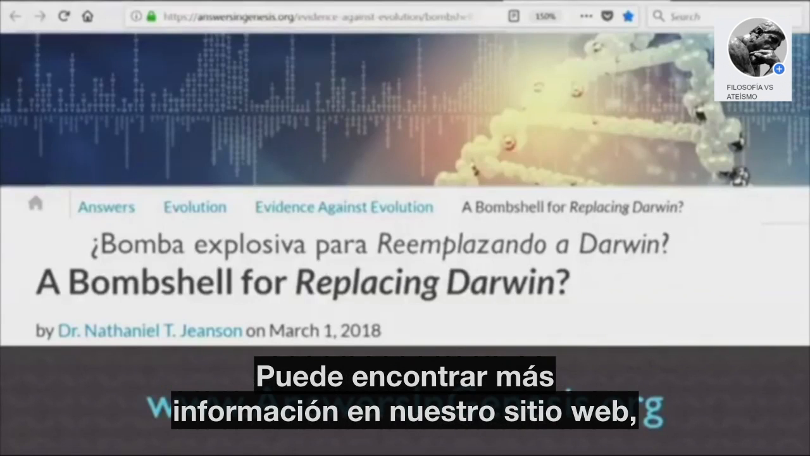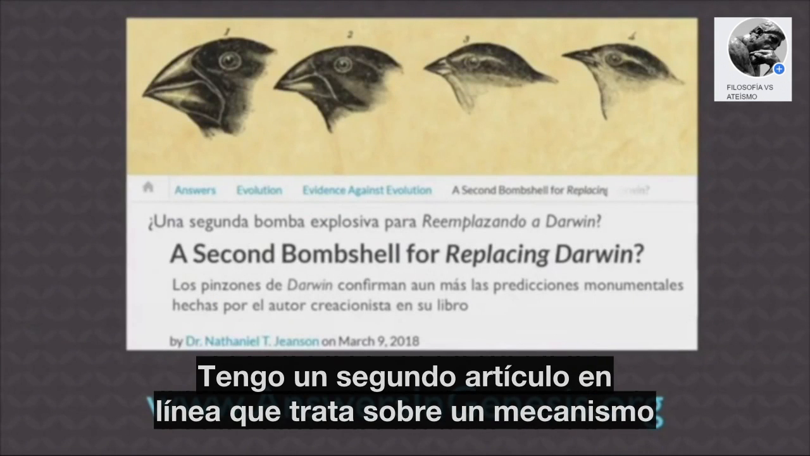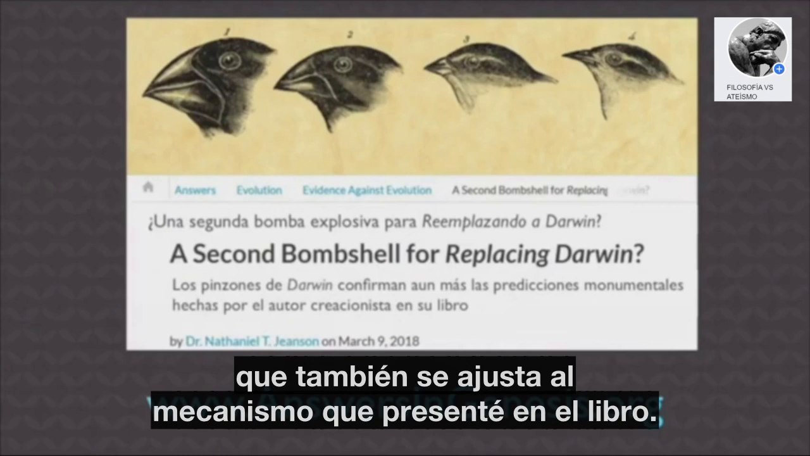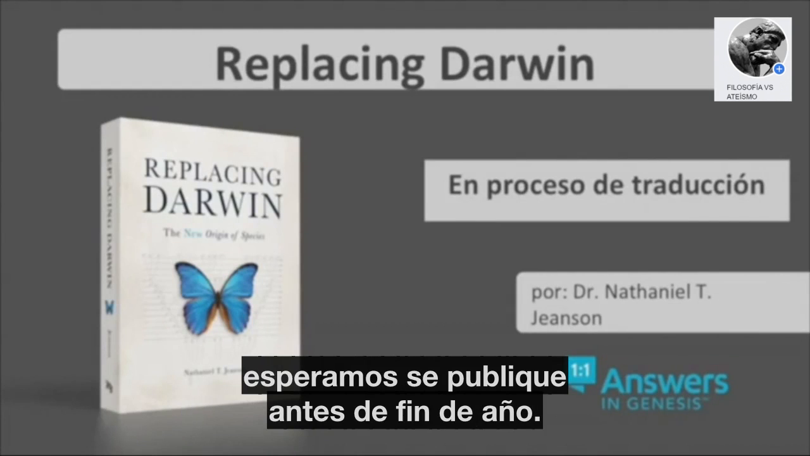You can find more about that on our website, of course not in the book because it's a prediction. I have got a second article online that deals with the mechanism by which these species formed, which also fits the mechanism that I laid out in the book. I also want to tell you about research that's hopefully going to be published before the end of the year.